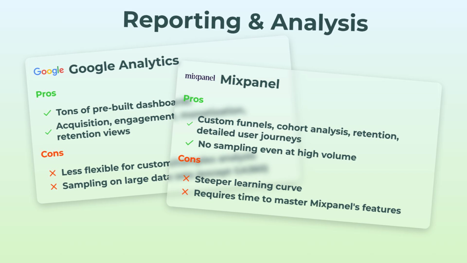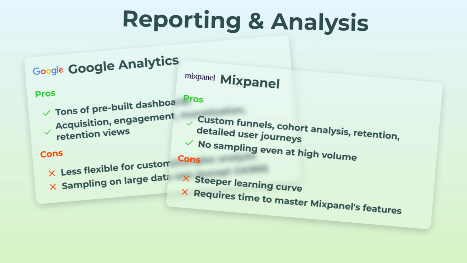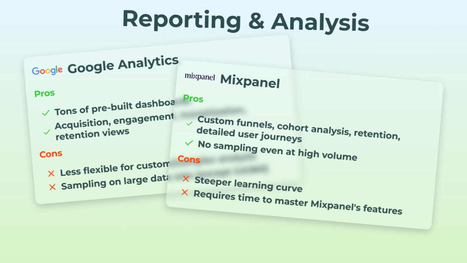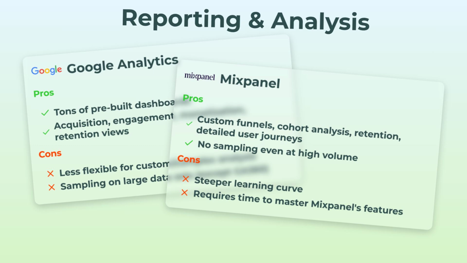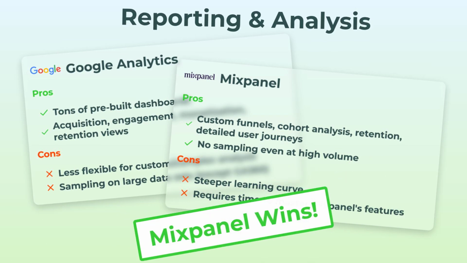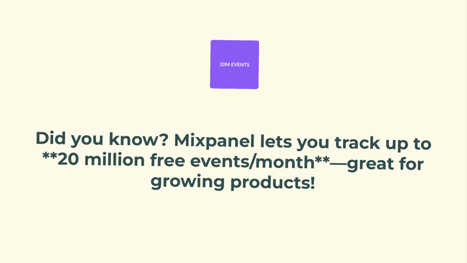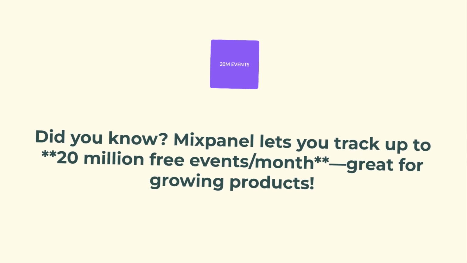Mixpanel, on the other hand, is all about custom funnels, cohorts, in-depth retention. Like, you can follow a single user's path from start to finish. And get this, no sampling, even at high volume. The catch? You're going to need to climb a steeper learning curve. Still, for anyone obsessed with deep analysis, Mixpanel wins this one. Oh, and here's something cool you might not know. Mixpanel lets you track up to 20 million free events every month. That's kinda massive, especially if you're building something that's really growing fast.